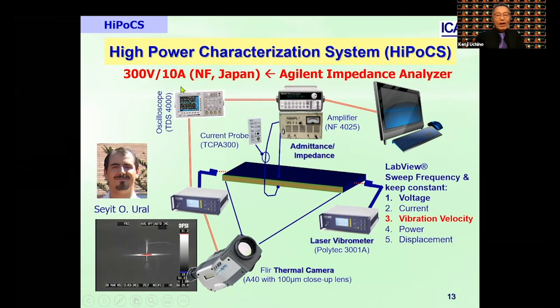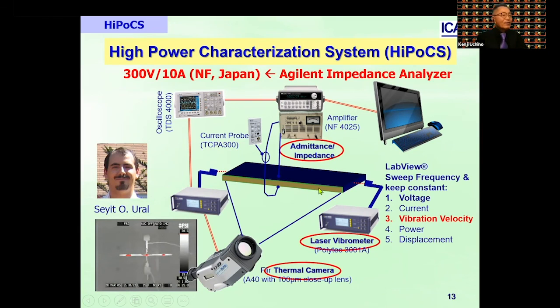When I was a vice president at NF Corporation in Japan, we developed this NF amplifier, so 300 volts, 10 amperes is directly utilized. An impedance analyzer doesn't have this kind of capability. So our measurement is the vibration constant method.